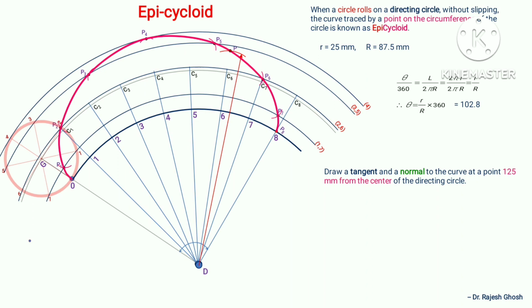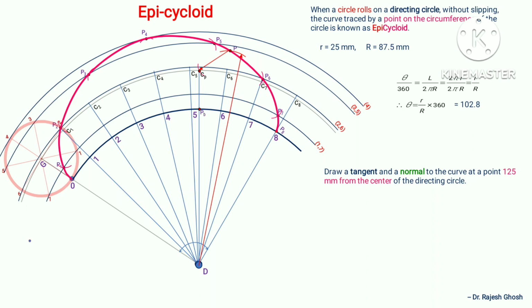Now with P, we need to find its corresponding center on the locus of the centers, that is on the black color arc. So with P as center and radius equal to 25 mm, we cut an arc on the locus of centers, and that point is marked as CP, which is the corresponding center point. Now joining CP with capital D, we get a line that will be cutting the base circle at a point between, in this case, 5 and 6, and this point is marked as PB, base point.